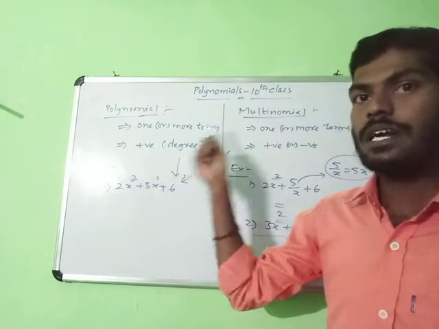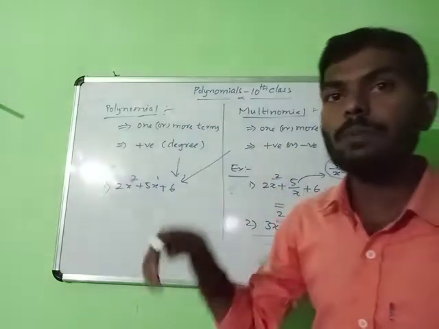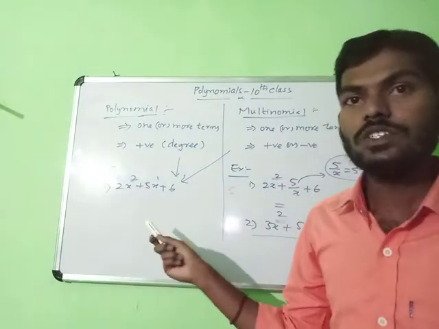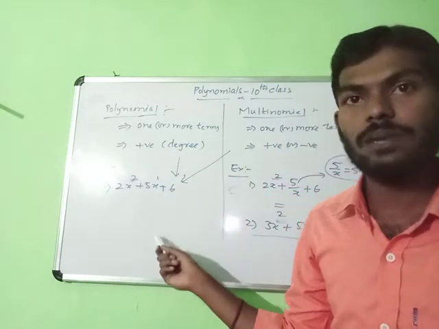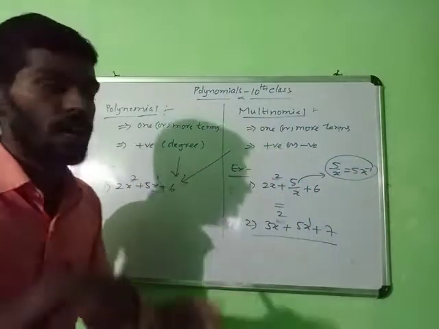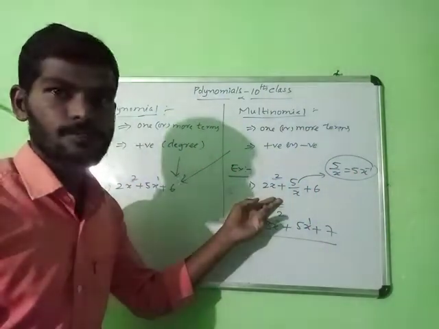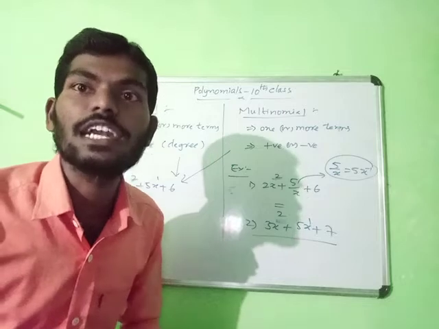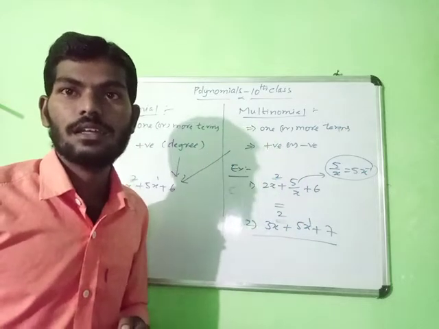All the degrees are positive, so a polynomial will come. What does multinomial mean? The degree can be positive or negative, so a multinomial will come. So this is a multinomial or a polynomial. Now every polynomial is a multinomial. And the second one is this: every multinomial need not be a polynomial.